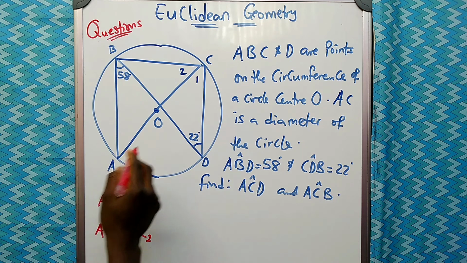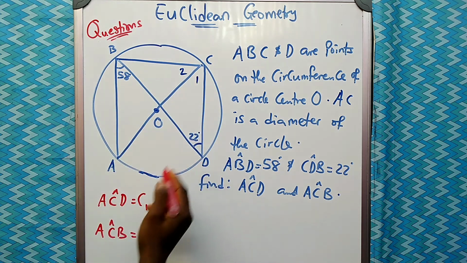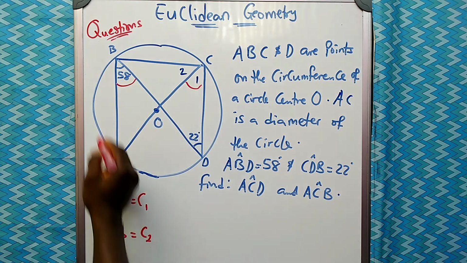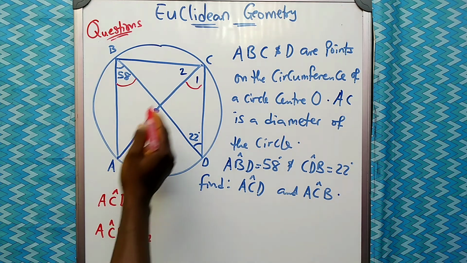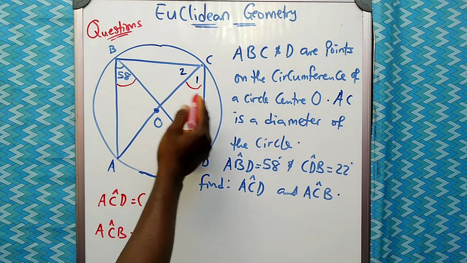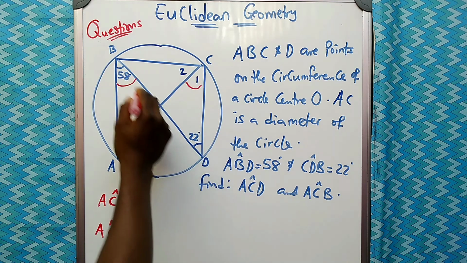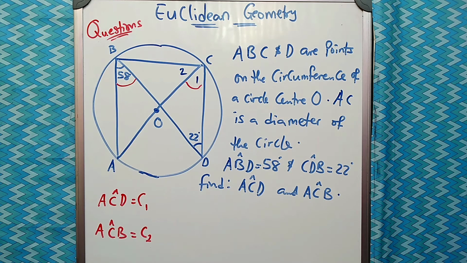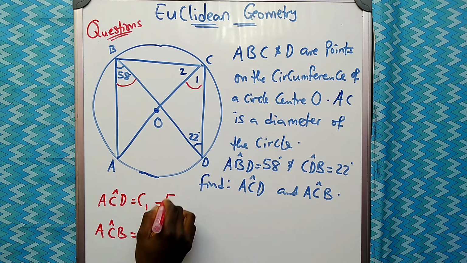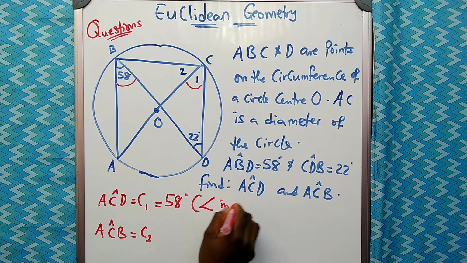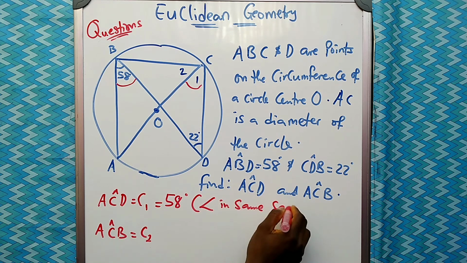Let's say, for instance, my C1, which is the ACD, is in the same segment with my ABD. Can we see that? This angle is in the same segment as this. I used to tell my students that there is a bow tie that should be identified in Euclidean geometry. All right, so C1 is going to be 58, and the reason is angle in same segment. Angles in the same segment are always equal.